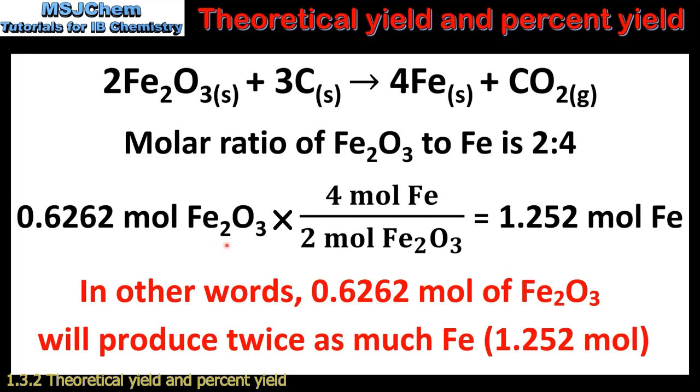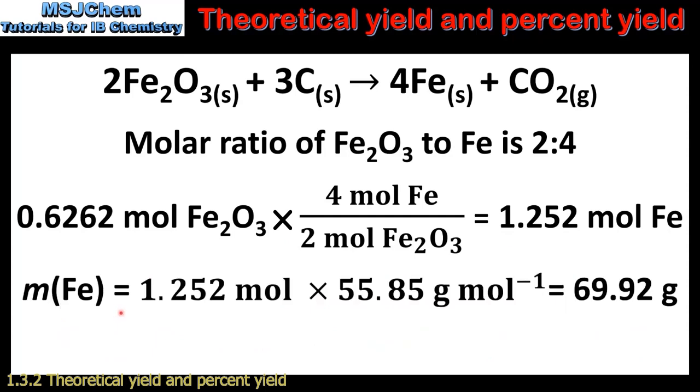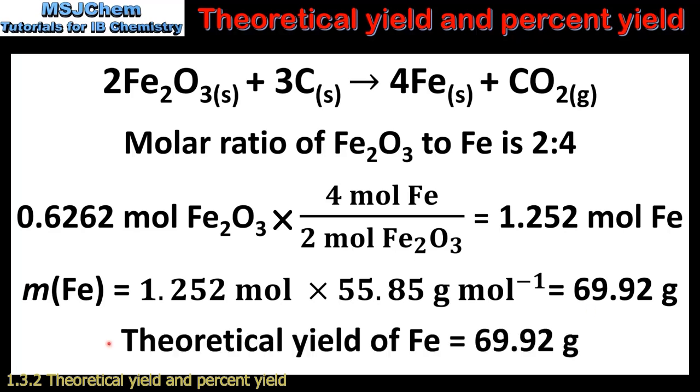So the next step is to multiply the amount in moles of our limiting reactant, which is iron oxide, by 4 over 2. This is because of the molar ratio of iron oxide to iron, and this gives us 1.252 moles of iron. The next step is to convert from amount in moles to mass in grams. To do this, we multiply the amount in moles of iron by the molar mass of iron, which is 55.85 grams per mole, and this gives us 69.92 grams of iron. So to summarize, the theoretical yield of iron is 69.92 grams.